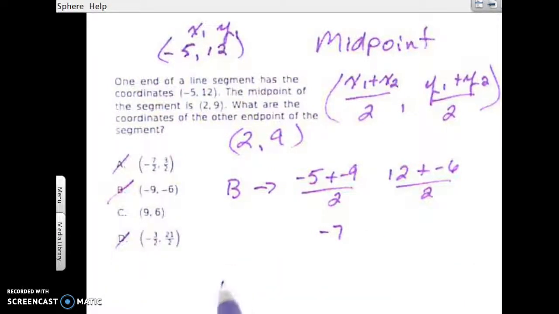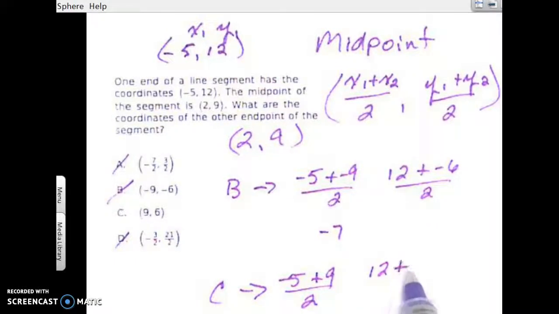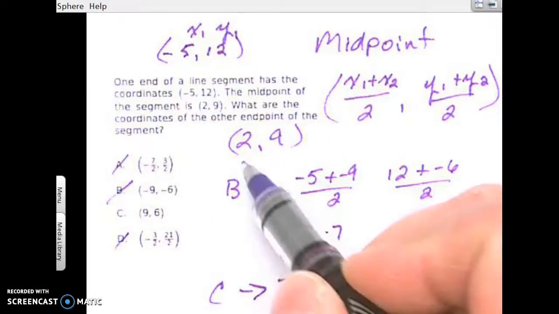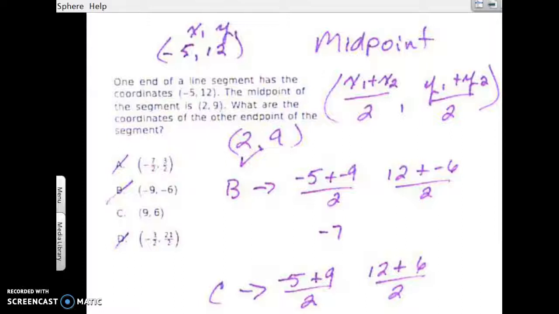If I look at answer choice C and I use those values, I'm going to have my -5 plus 9 divided by 2, and I'm going to use my 12 plus 6 divided by 2. When I choose those answers, -5 plus 9, that's going to give me a +4. When I divide by 2, I get my 2. My 12 plus 6, that's 18. When I divide by 2, I'm going to get my 9. And so using my answer choices and working my problem out backwards gives me the correct answer for that problem.